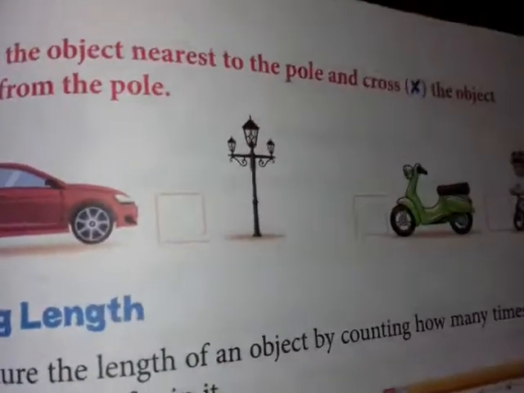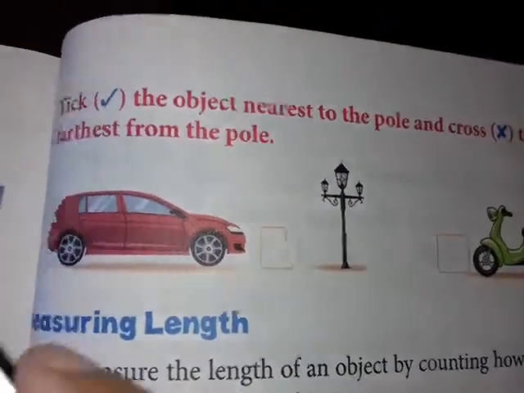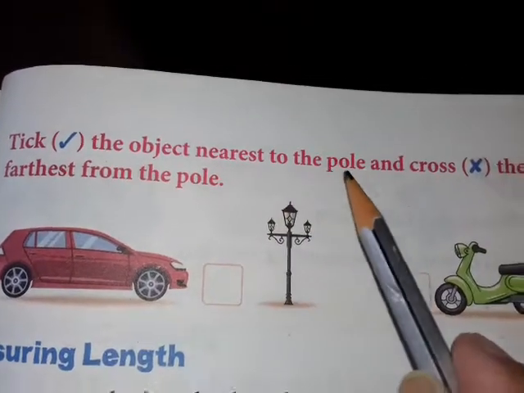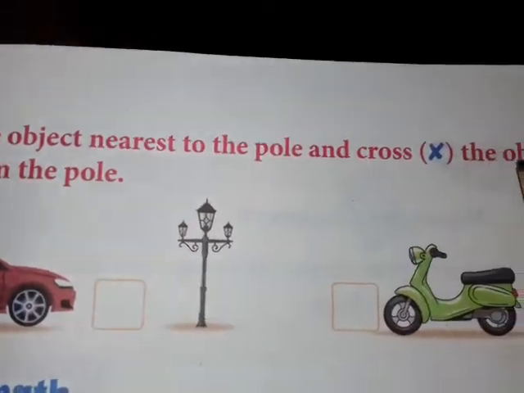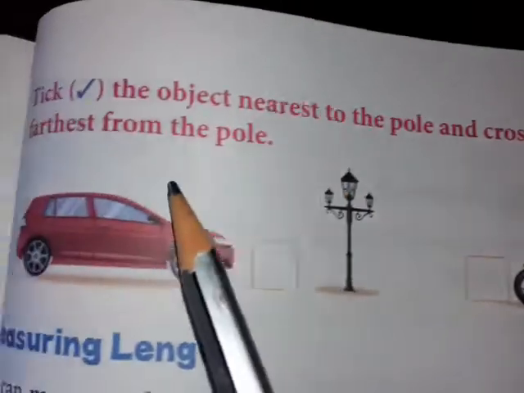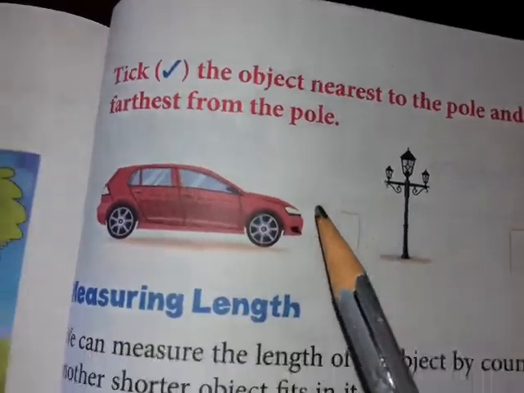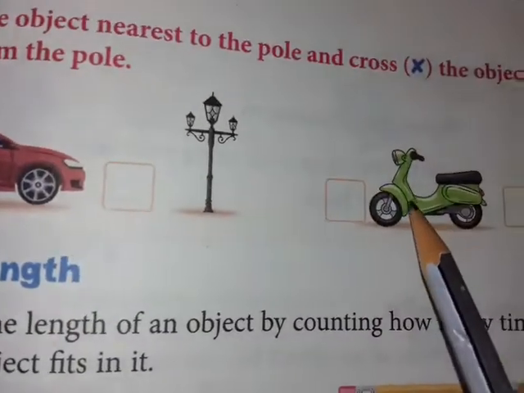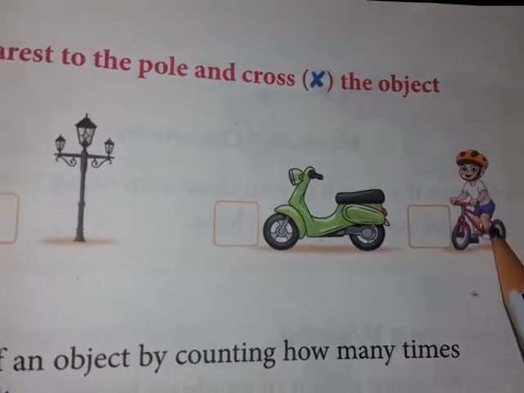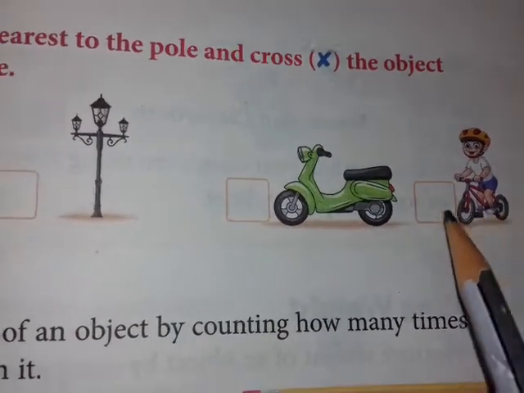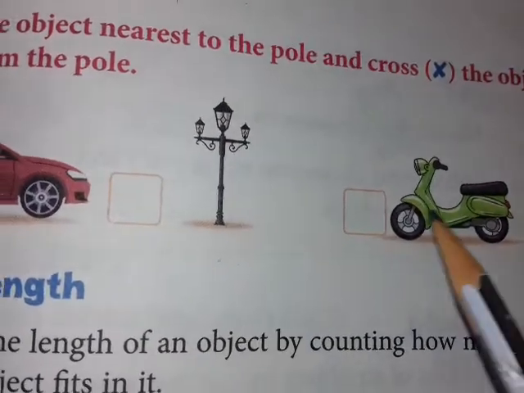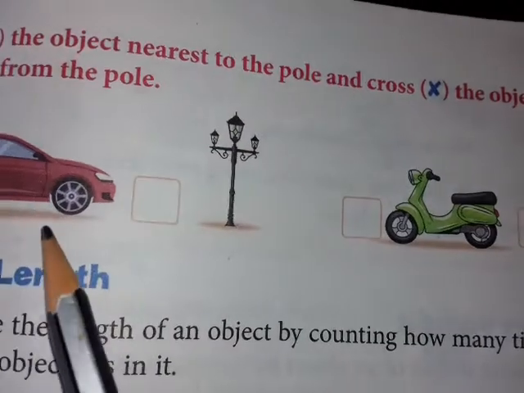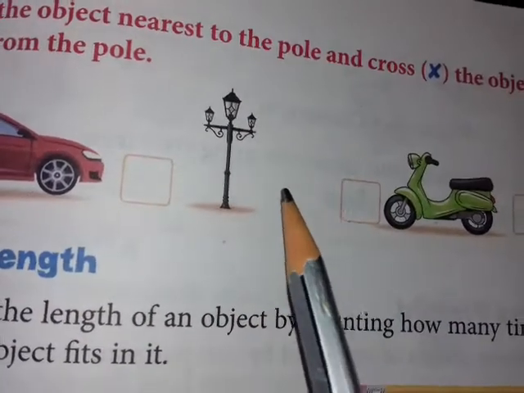This is page number 87. Question is, tick the object nearest to the pole and cross the object farthest from the pole. Here is the pole, this is car, this is scooter, this is boy. There are three objects. 1, 2, 3. Three objects we have to compare.